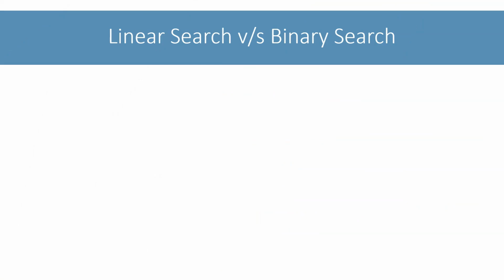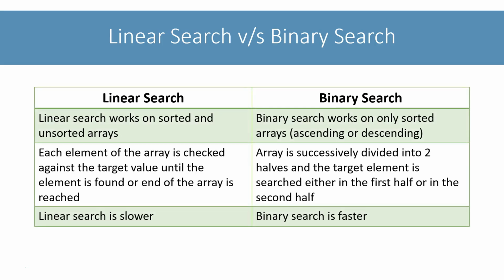We will conclude our discussion of searching in arrays by looking at the comparison of linear and binary search. We saw that there is no precondition for linear search. It works on both sorted and unsorted arrays, whereas binary search only works on sorted arrays. In linear search, we go over each element of the array and compare it against our target element until we find the element or we reach the end of the array.